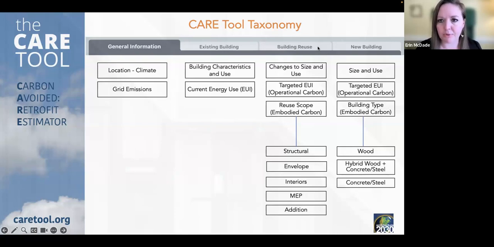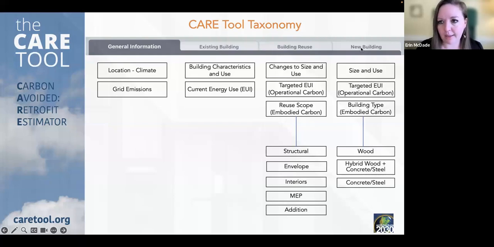Then on the building reuse tab, this is where we start to look at, okay, what are the hypotheticals here? So if we are going to reuse this existing building, what might we do to impact both the operational energy and emissions, as well as the embodied carbon? These are the inputs that are really going to determine what the embodied carbon outputs are. Again, we'll talk about the details of this when we look at the demo, but information on if, how much of the structure can be saved versus upgraded, envelope similarly.